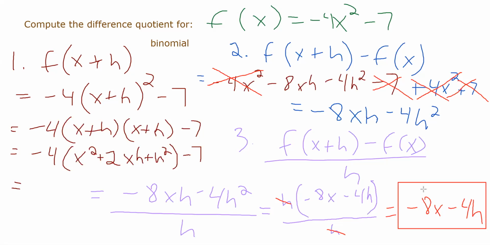In calculus, you'd go the extra step. You'd take the limit as h approaches 0. Because this is a polynomial in h, you would just be able to plug 0 in for h, and all you'd actually be left with is the negative 8x. But that's next level stuff. That's when you get to calculus, you'll deal with something like that.